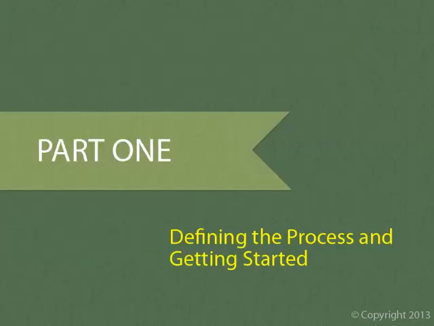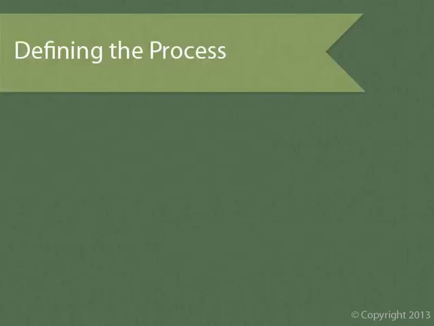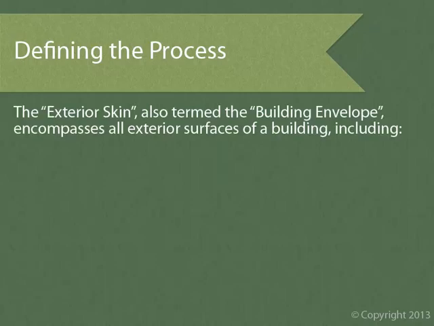Part 1. Defining the process and getting started. Let me begin by defining what exterior skin coordination is, describing why it is so important, and explaining why it's the general contractor who has to do it. The exterior skin is also termed the building envelope, and it encompasses all exterior surfaces of the building, including the following. All exterior vertical surfaces.